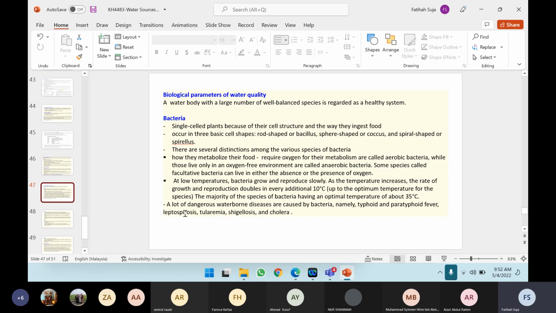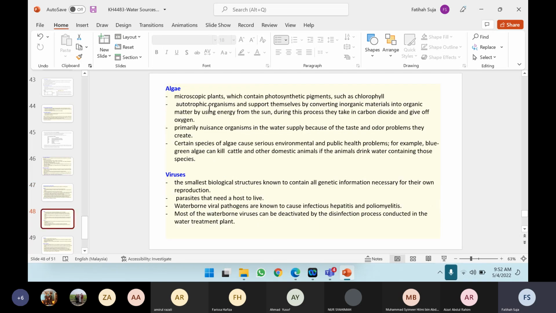Leptospirosis is due to the rat, but this is the bacteria, tularemia, shigellosis, and cholera. Okay, you can also have algae, microscopic plants which contain photosynthetic pigments such as chlorophyll. This algae, although it is not harmful, will cause taste and odor problems.